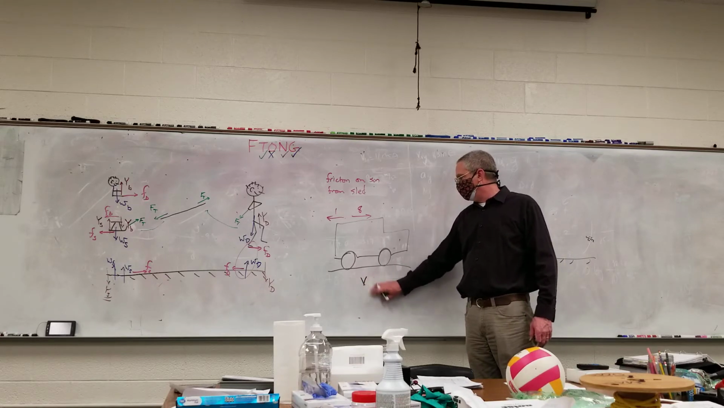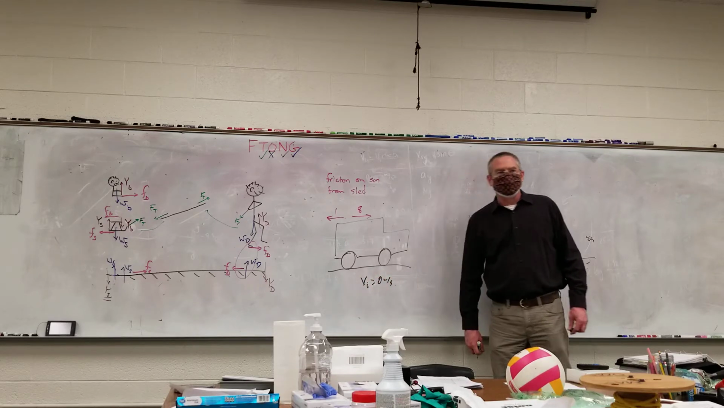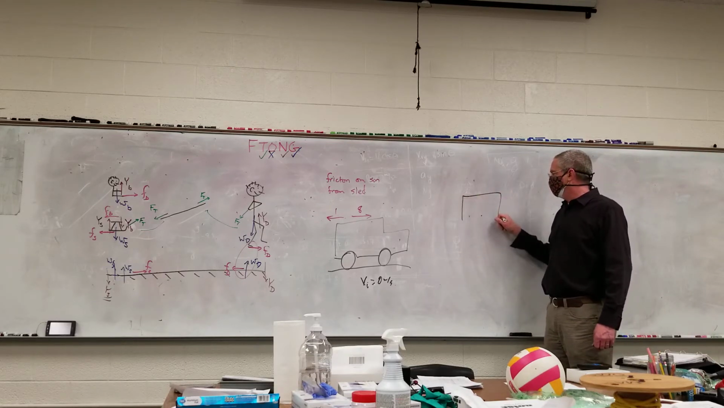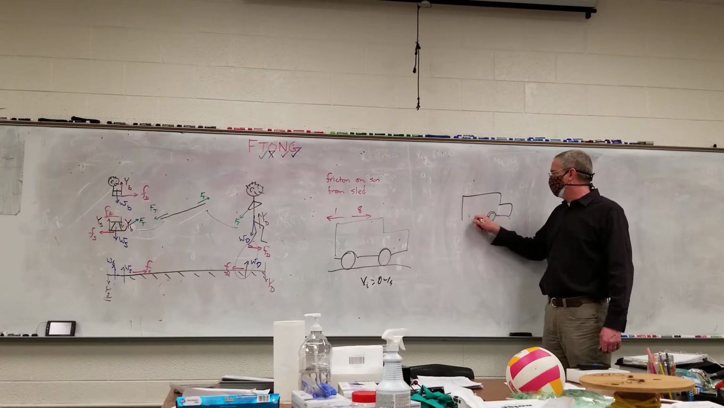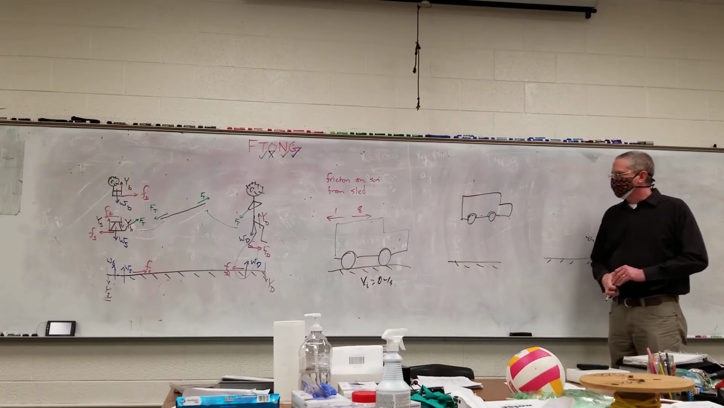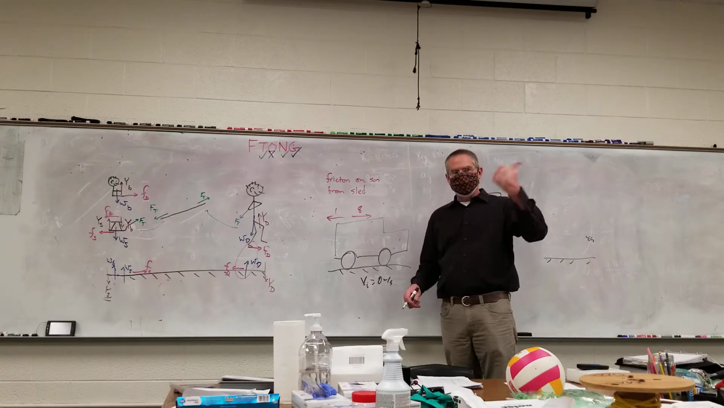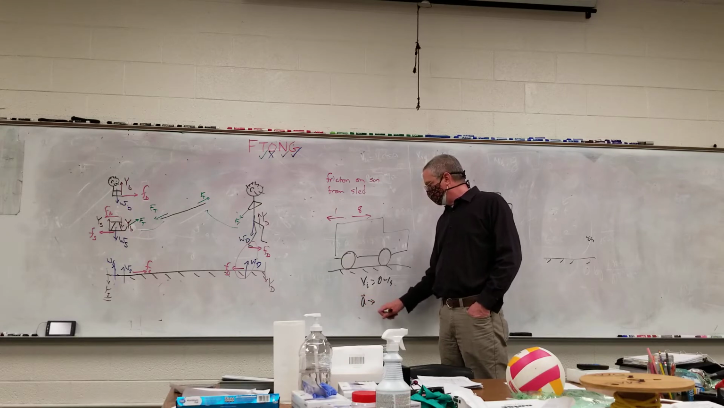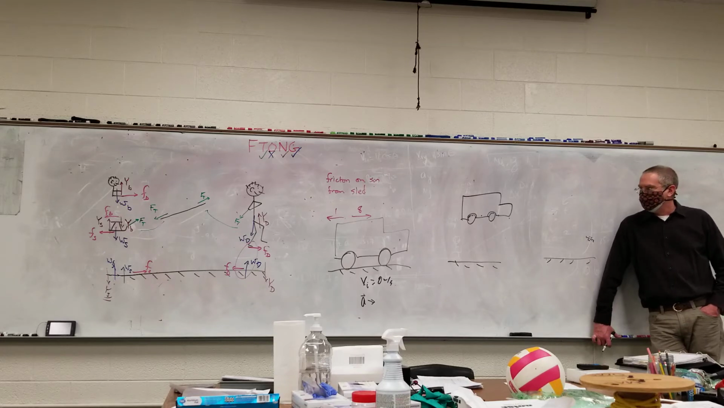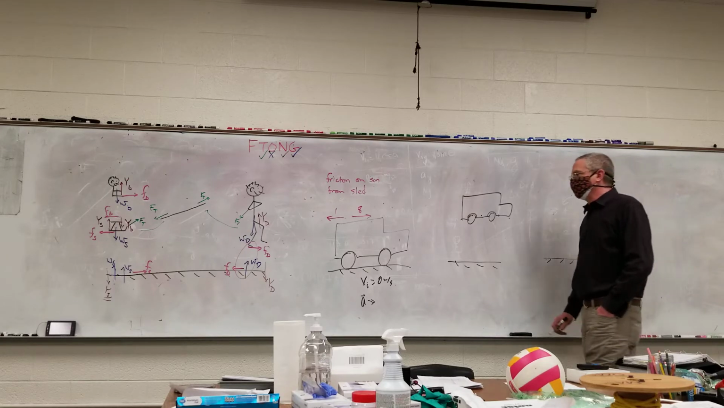So V initial equals 0 meters per second. And it's going to accelerate to the right. So it starts at rest and it's about to start off. You know, it's at a traffic light, the light changes to green and it starts to move. Not in reverse. Assume no slipping between the tire and the ground, because we're about to get into some subtleties here.